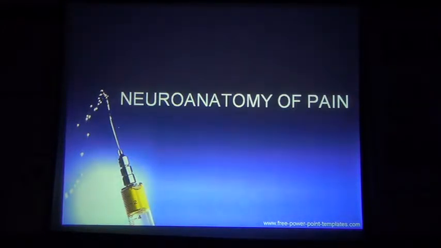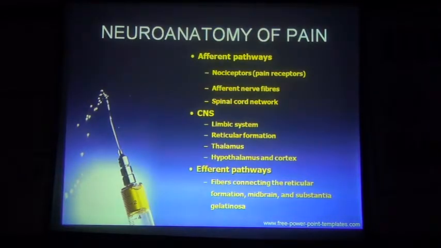Next. Coming to the neuroanatomy of pain, the neurological phenomenon of pain has three components. The first one is the afferent pathway, where the pain is carried from the site of stimulus to the central nervous system, the second component, and further down from the central nervous system to the efferent pathway. The afferent pathway consists of the nociceptors or the pain receptors. The pain receptors consist of the free nerve endings and the Purkinje corpuscles.